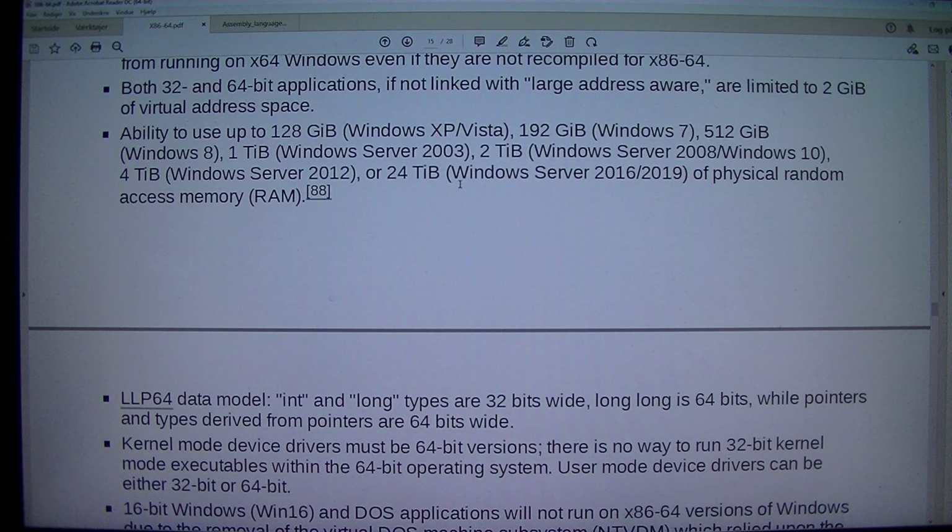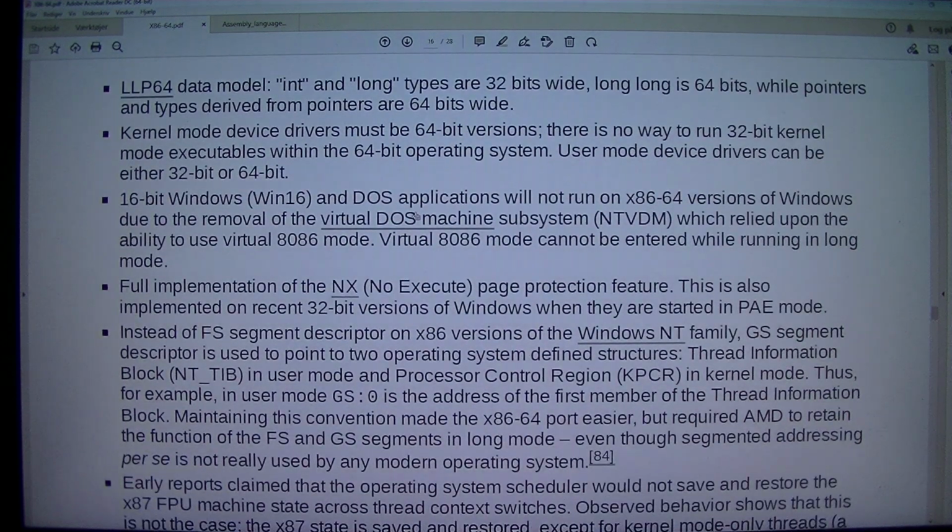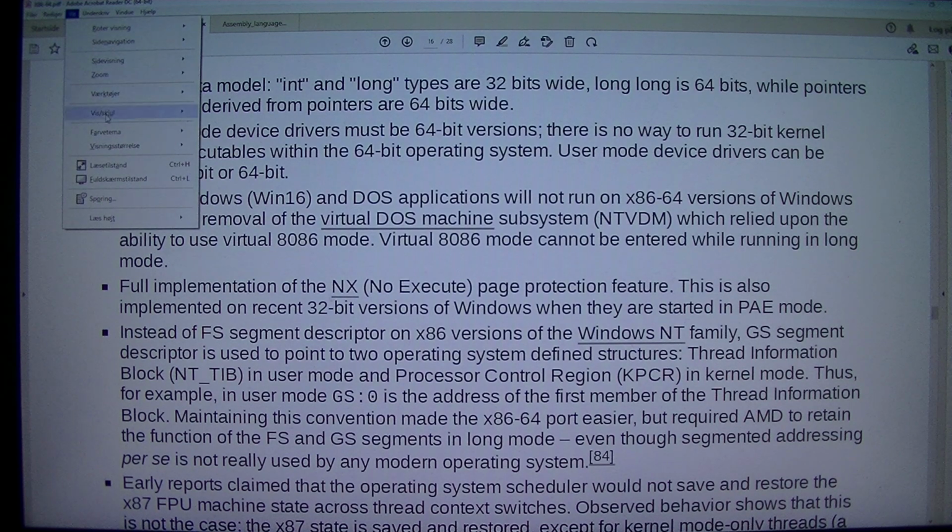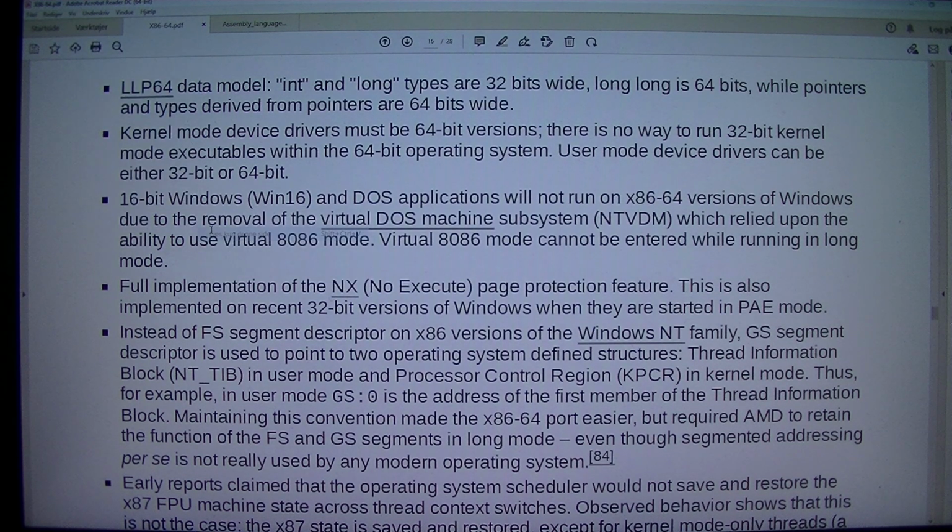2012, or 24 TB, Windows Server 2016/2019, of physical random access memory, RAM. x86-64 Windows uses the LLP64 data model. Int and long types are 32 bits wide, long long is 64 bits, while pointers and types derived from pointers are 64 bits wide.